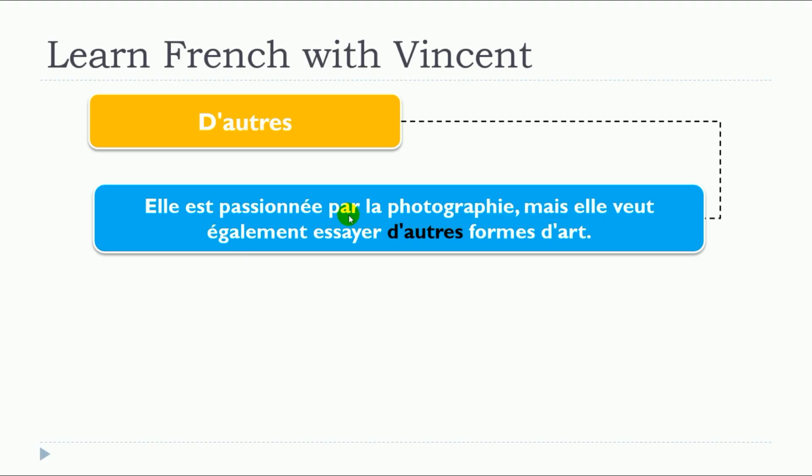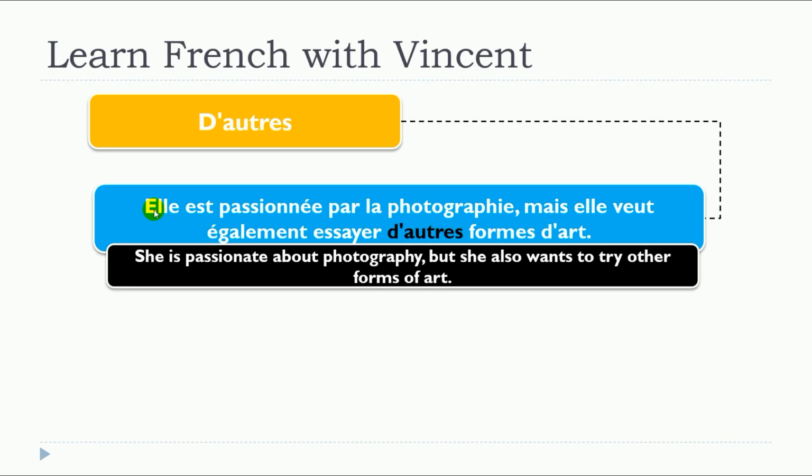Elle est passionnée par la photographie, mais elle veut également essayer d'autres formes d'art.